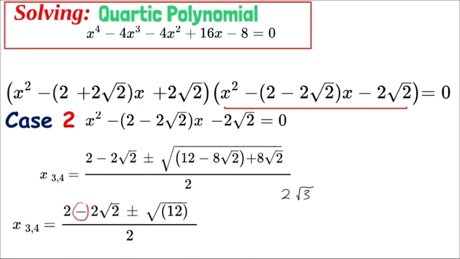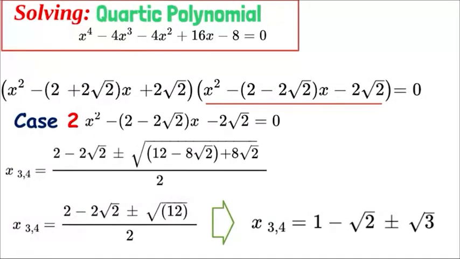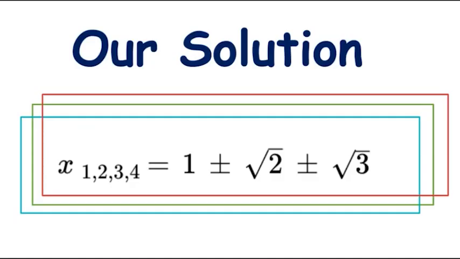Remember now this sign is negative unlike the last set. So our factors for the second quadratic are x subscript 3 and 4 is 1 minus square root 2 plus or minus square root 3 again. Thus our solutions are 1 plus or minus the square root of 2 plus or minus the square root of 3.